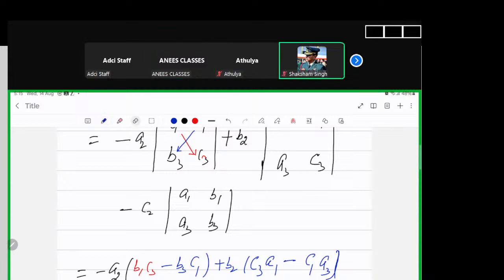Yes, sir. If you expand any row or column, the determinant value will not change. The determinant value will not change. Understood? Yes, sir.